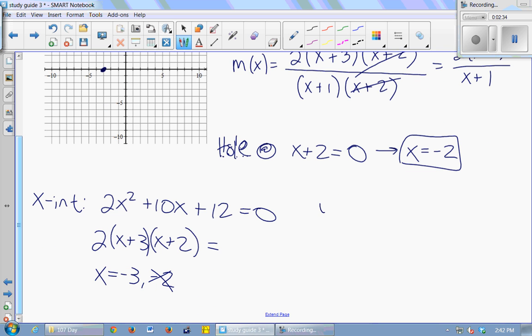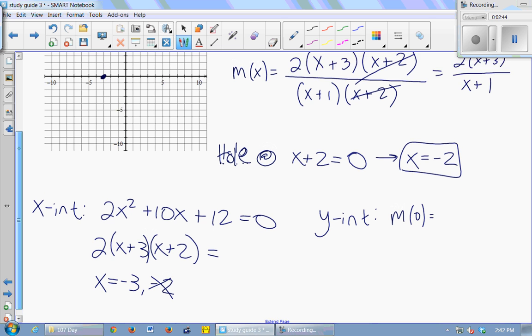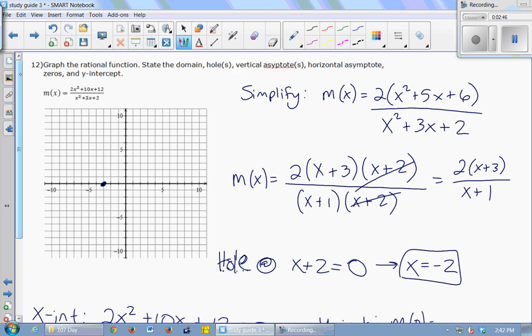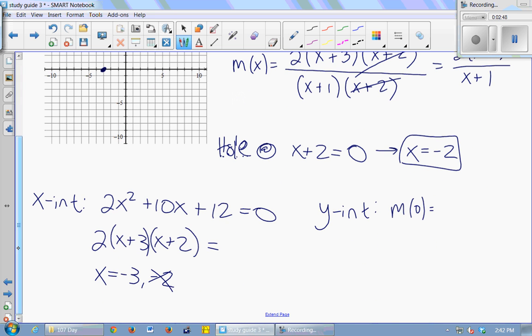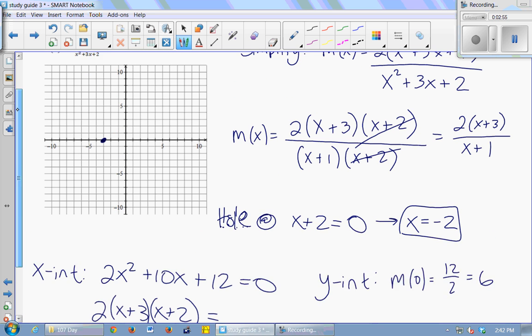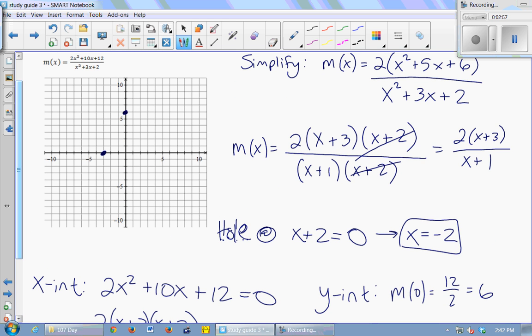And then to find y-intercepts, we plug 0 into the function. So I'm going to take m of 0, and if I plug zeros in for all my x's, I'm going to get 12 over 2, which is 6. So I have a y-intercept at 6. Put that on my graph.